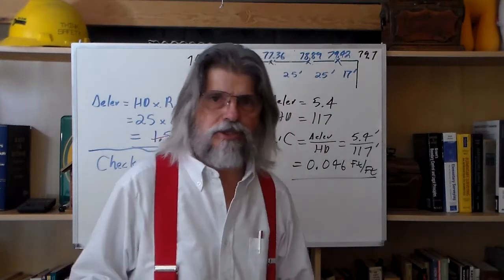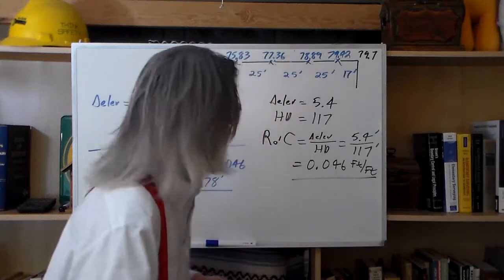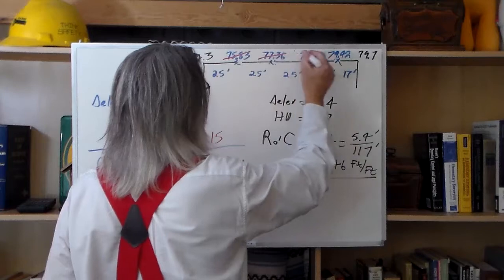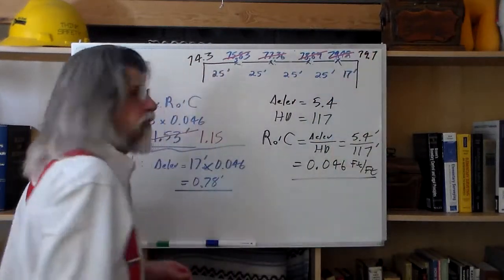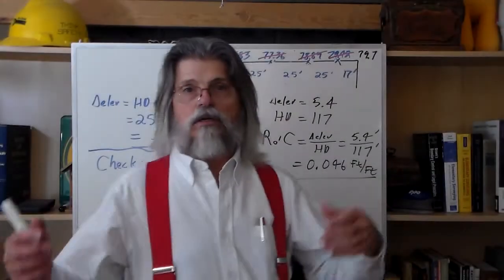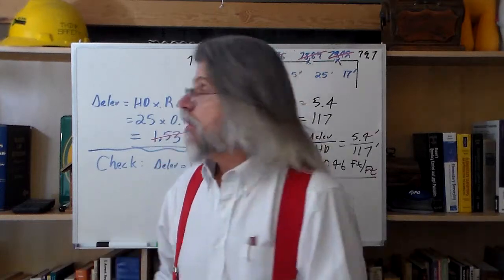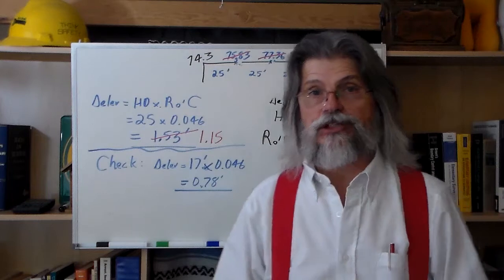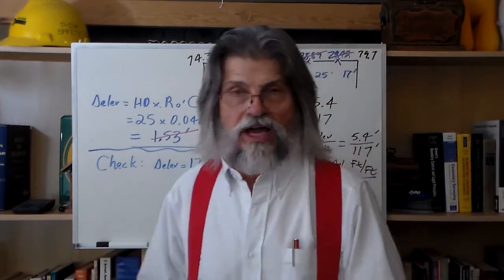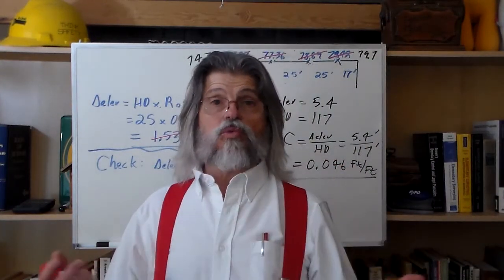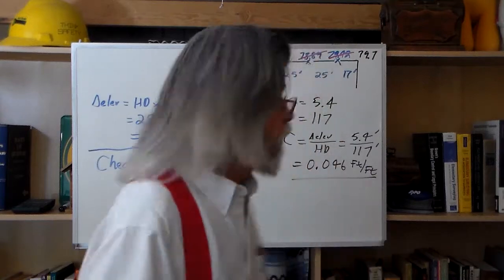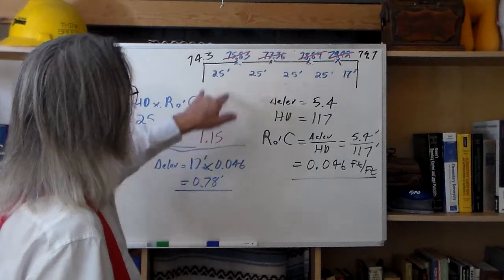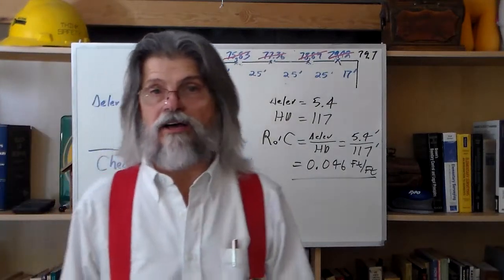Yeah, we took a little time to do it, but we caught our mistake. That's the important part. So I'm just gonna strike a line through these numbers and write some fresh ones up there. We've recalculated now, and we realize what we did wrong. We had this rate of change entirely wrong. It's not 1.53 feet per foot. It's 1.15 feet, excuse me, not feet per foot, feet. In 25 feet, we're going up 1.15.